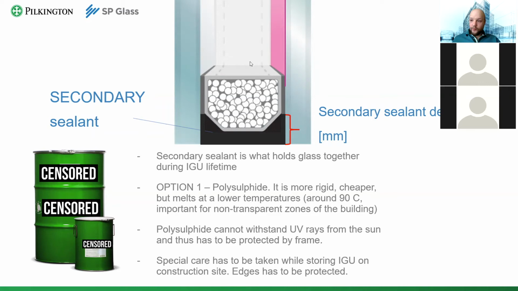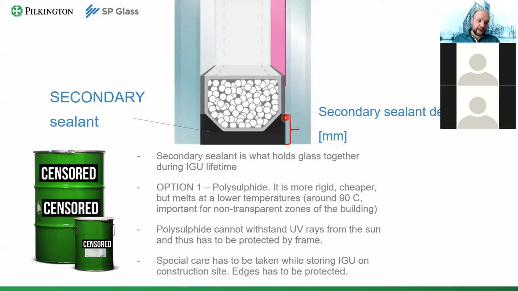Now, what is so bad in it? As we talked about in the beginning of the presentation, an IG unit always moves, always breathes. And if your secondary sealant solidifies, then it cannot adapt to the changing geometry. And there, breaks will appear. So basically, your polysulfide will break away from the glass, and it will lose its carrying capacity, and it opens up a gap for water to come through.